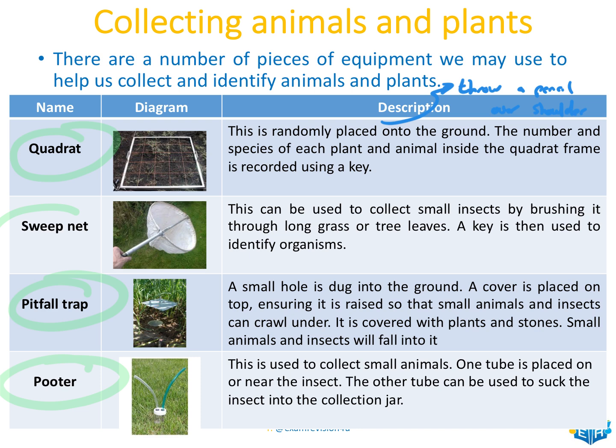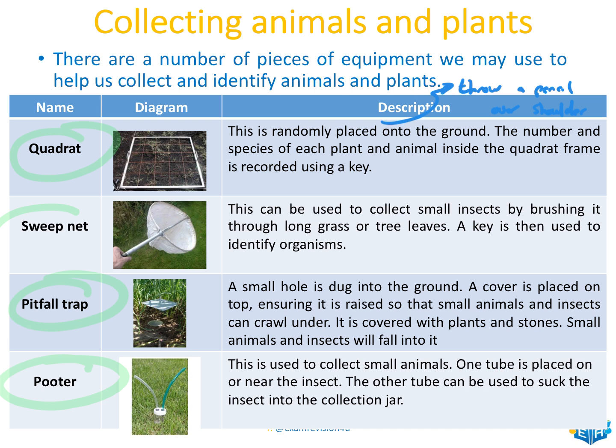There'll be gaps between the stones so the animals or the insects can walk between the stones, but then they're going to fall once they get as far as the trap. They won't be able to get back out. So you can use your key to identify which animals or insects are inside. And then once you're done, you make sure that we release them again so they can get back to their natural habitat. And a pooter then, so this is used to collect small animals.